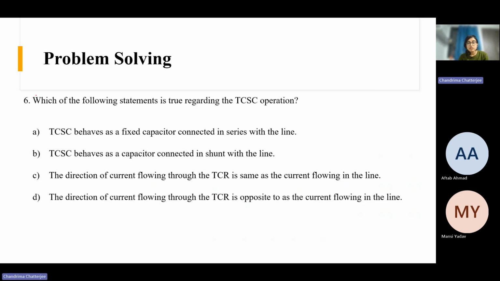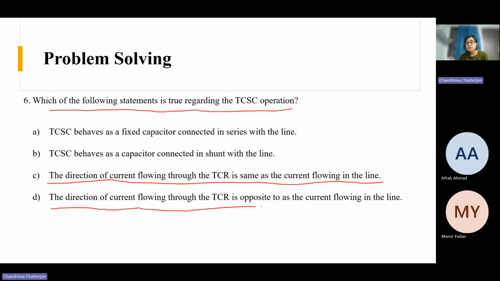This is also a connected question. Which of the following statements is true regarding the TCSC operation? This question is linked to the previous question. TCSC behaves as a fixed capacitor connected in series with the line. TCSC behaves as a capacitor connected in shunt with the line. The direction of current flowing through the TCR is same as the current flowing in the line. The direction of current flowing through the TCR is opposite to the current flowing in the line.